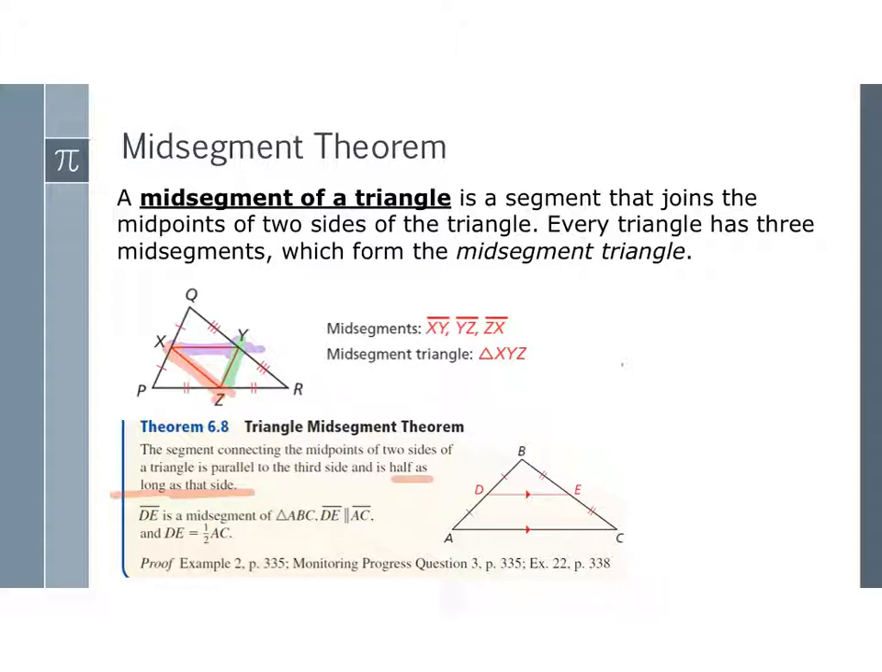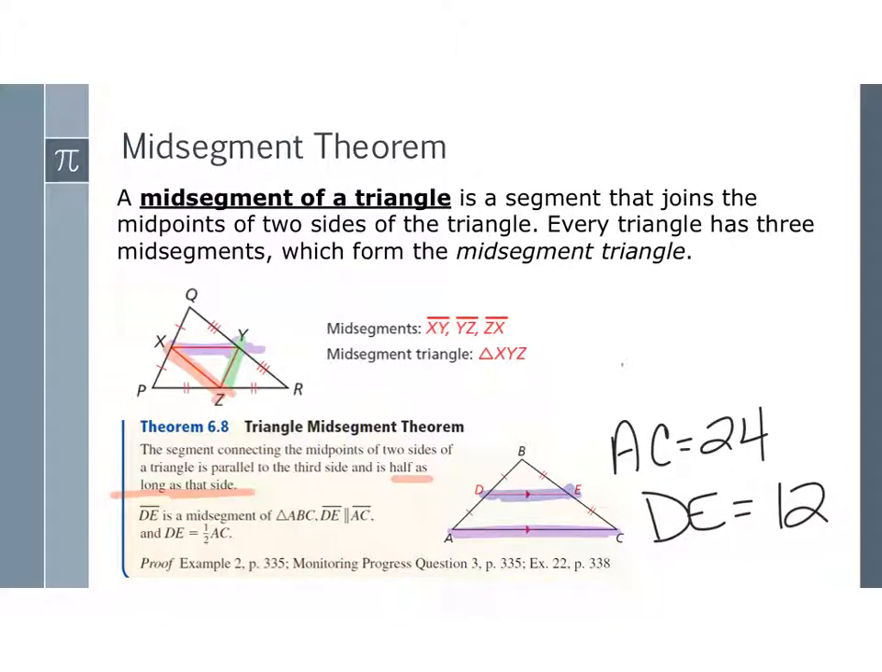If I look at this triangle here, it shows me that I have two midpoints, D and E, and that line connecting them is my midsegment. So that midsegment connects my midpoints, but it's also half as long as AC. So if AC equaled 24, then I would automatically know that DE is equal to 12 because it's a midsegment. It cuts it right in half. It's also parallel to that line as well.